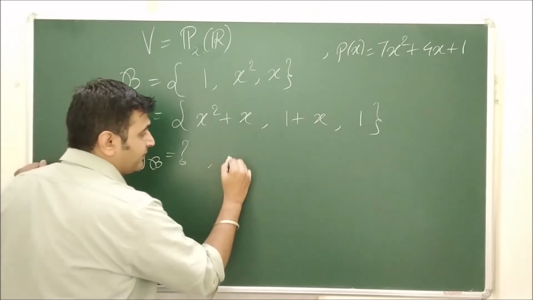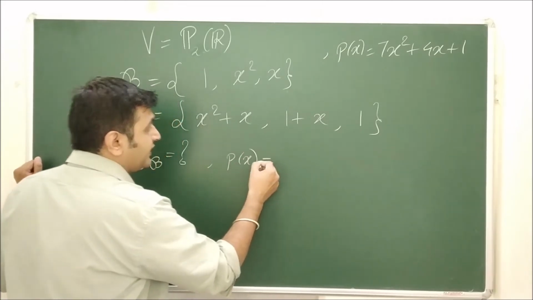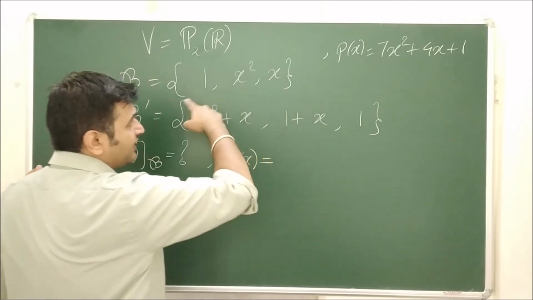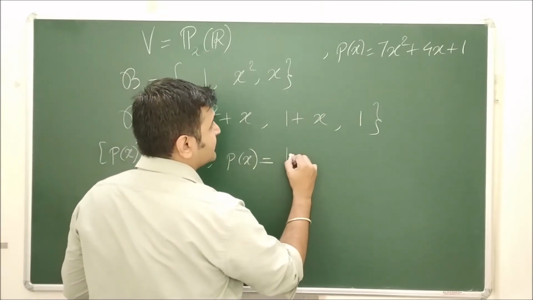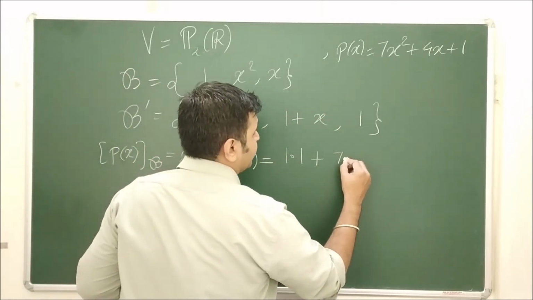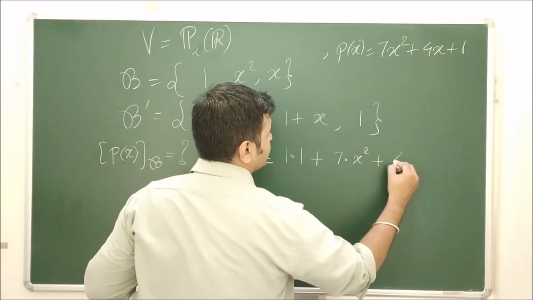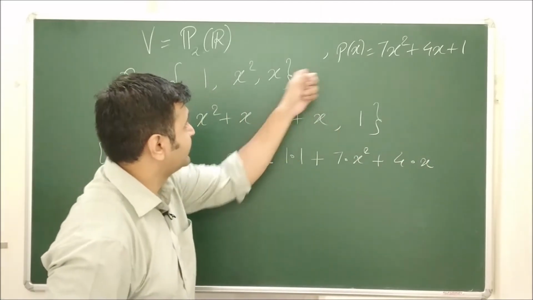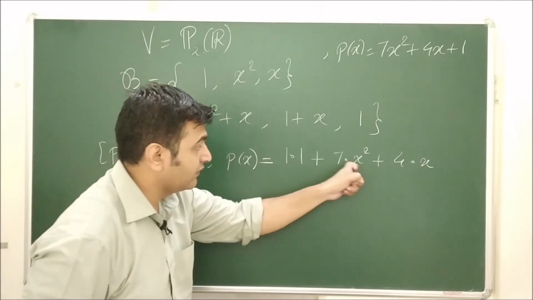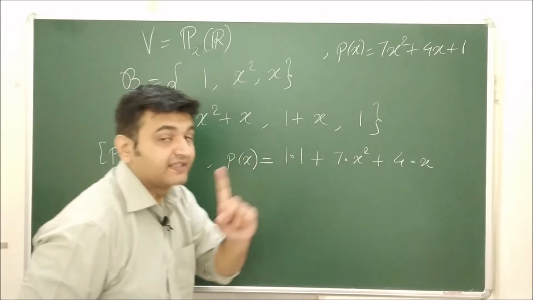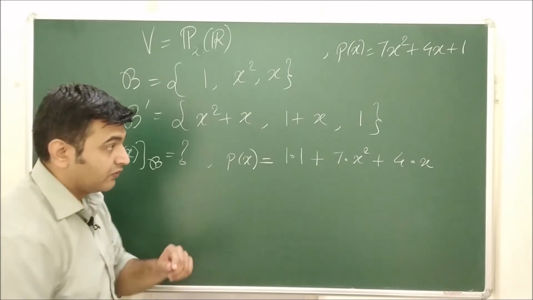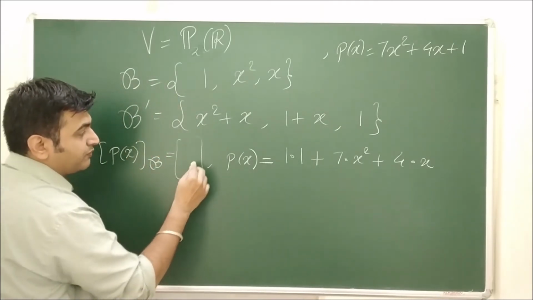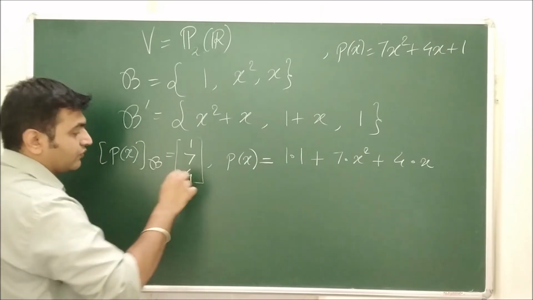So what is the first step? You write p of x as a linear combination of these basis vectors. You can see that this is the standard basis vector. So this is 1 into 1 plus 7 into x square plus 4 into x. So you can write your p of x in this way, in this order, 1, x square and x. That's why the order is important. Therefore the coordinate vector of p with respect to basis B is 1, 7, 4.